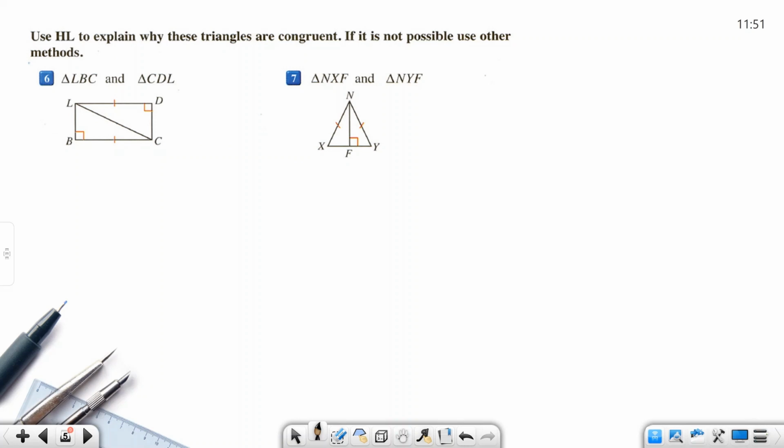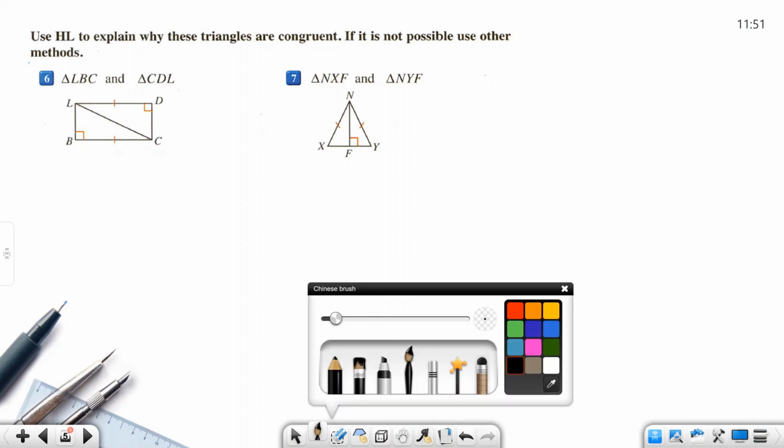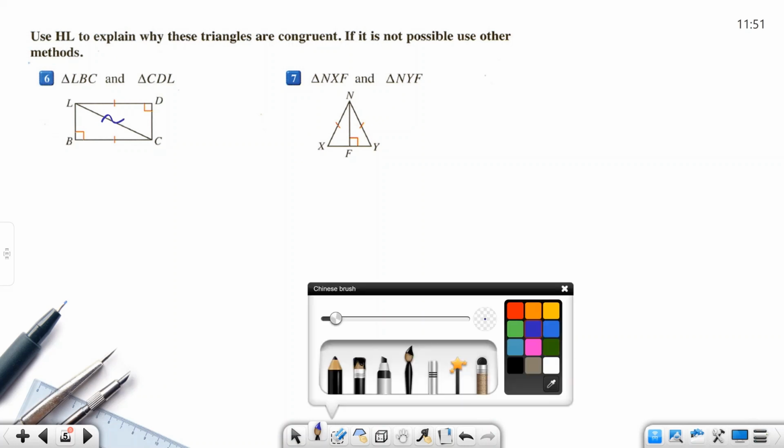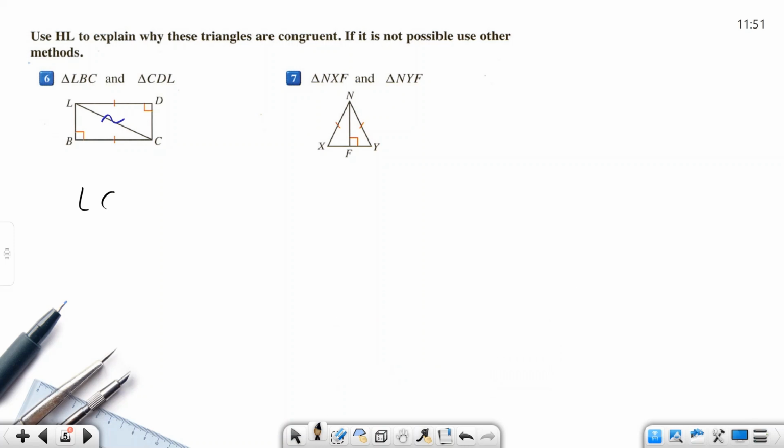Use the HL property. The hypotenuse is always opposite of the 90 degrees. As you see, here is a common side. LC is the common hypotenuse. Both of them are opposite of 90 degrees. So I can say it's a common hypotenuse. This is LC.